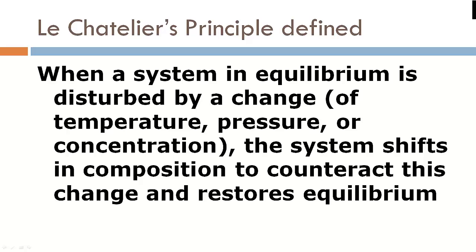The system is in equilibrium and is disturbed by a change. What does that mean? That means it's not at equilibrium anymore. So it was at equilibrium, now it's out of equilibrium. The other thing to think about is change. What do we mean by change? Well, this is going to boil down to rates of reactions.